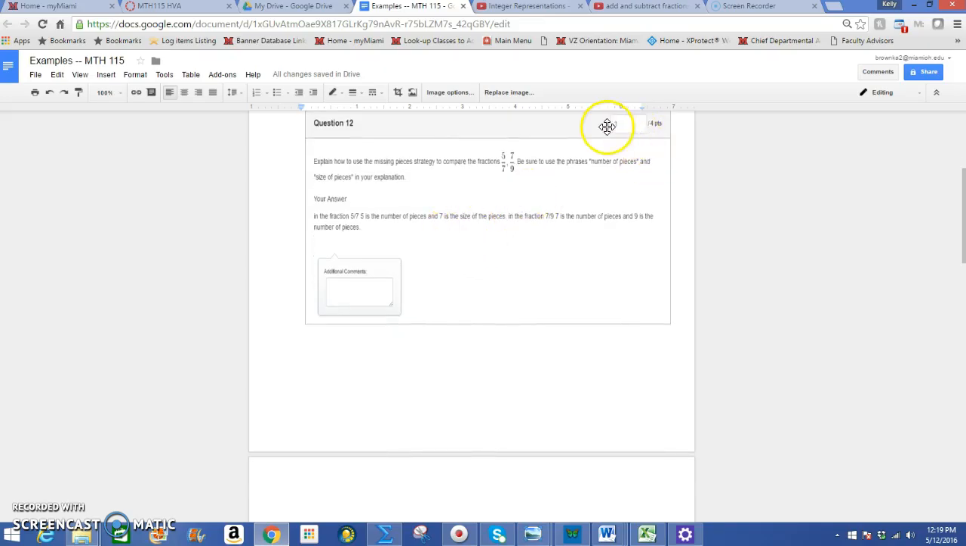All right, so here's the answer, and I honestly don't know why I even gave this student 1 point. I think just because she used some of the phrases. So she read the word compare. And so she was supposed to compare these fractions. So she says in the fraction 5/7, 5 is a number of pieces and 7 is a size. In the fraction 7/9, 7 is a number of pieces and 9 is the number of pieces. Yeah, I think she meant size. Anyway, she didn't compare the fractions at all in terms of size. Do you think she watched the video? I'm going with no.